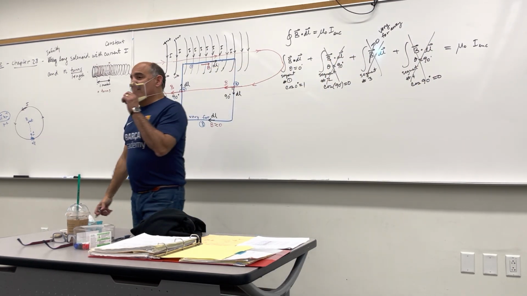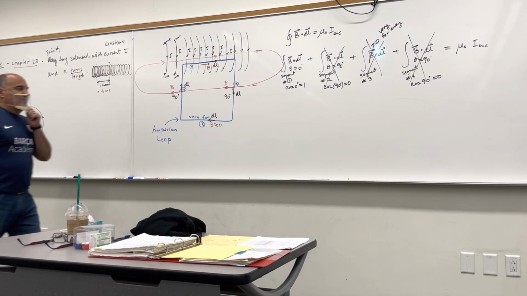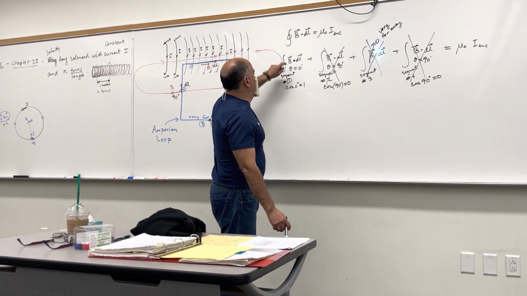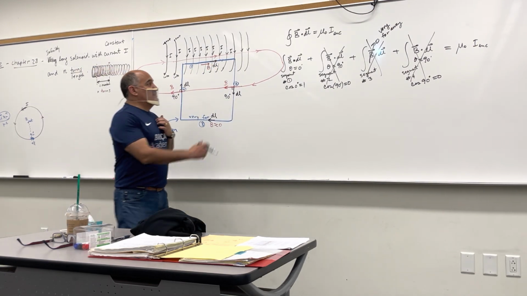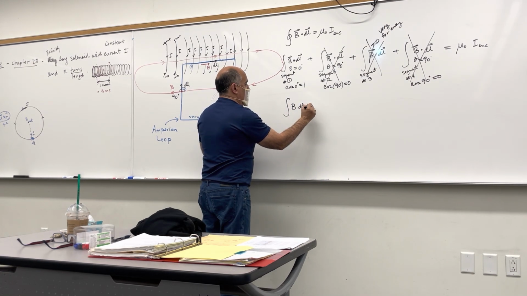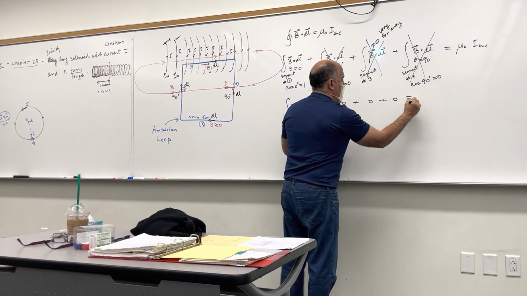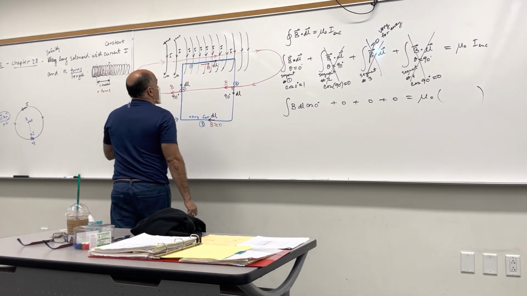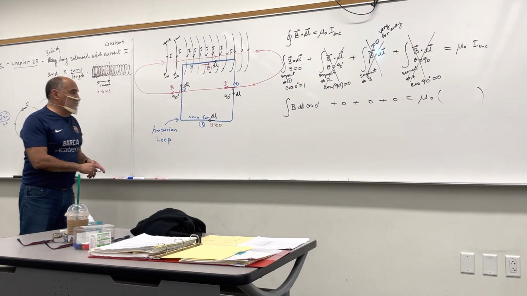So the only integral that contributes to the calculation of the magnitude of the magnetic field is the one over segment number 1. So this becomes the integral of B times dl times the cosine of 0 degrees, plus 0 plus 0 plus 0 equals mu naught. Now, what is the total current that goes through the loop in blue, through the Amperian loop?